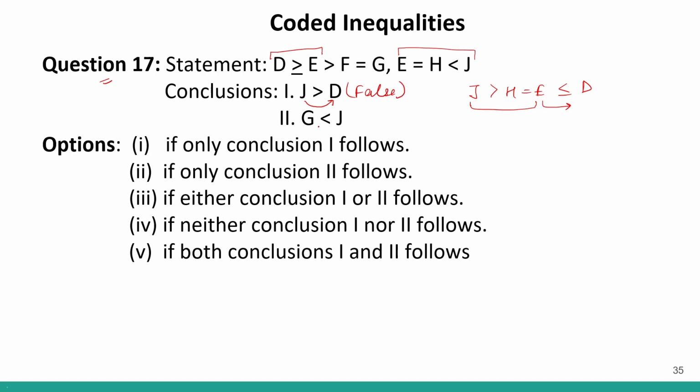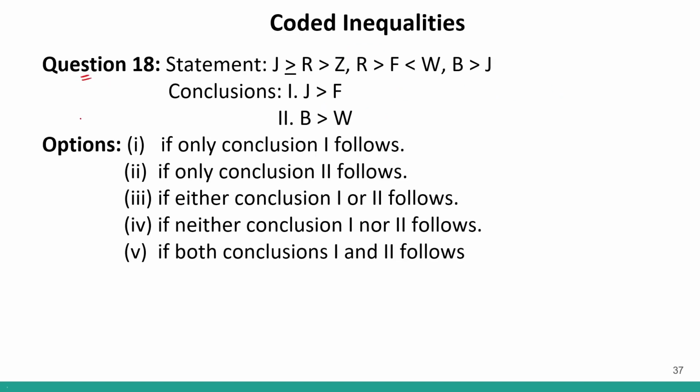If I look at option number 2, J is greater than G. So we will move from J to G. Correct? If I extend this further, after E it is given to us that E is greater than F and F is equal to G. So J is definitely greater than G. So this will be true. So I can conclude that only conclusion 2 follows. Therefore, my answer will be option number 2. Correct?